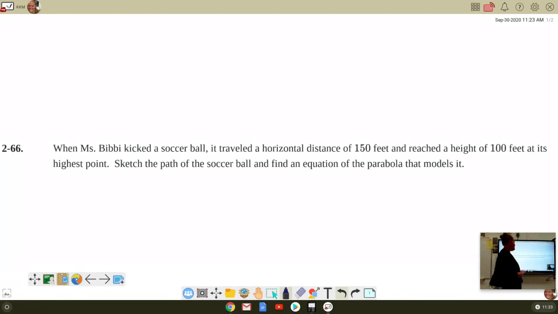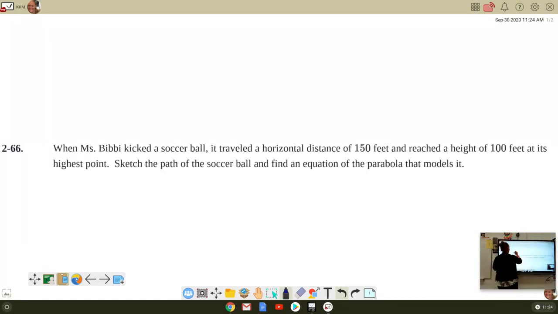All right, I'm going to help you get set up with problem 66. Most of the work is going to be your responsibility, but I'm just going to help you get started. When Ms. Beebe kicked a soccer ball, it traveled a horizontal distance of 150 feet and reached a height of 100 feet at its highest point. Sketch the path of the soccer ball and find an equation of the parabola that it models. Remember, based on yesterday, you can start your parabola at the origin and move in the positive direction, or you can shift it and use the y-axis as your vertex. I'm going to leave that part up to you.